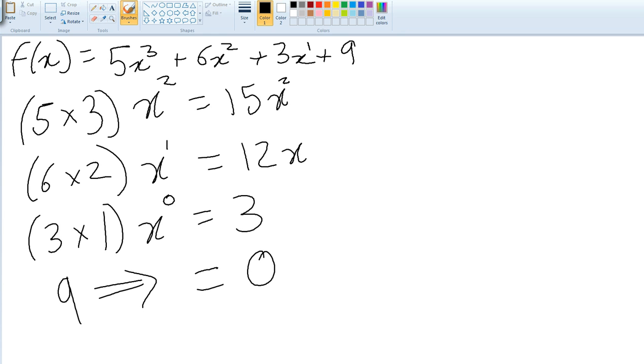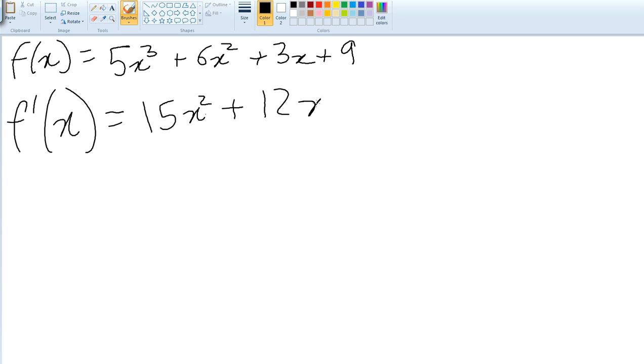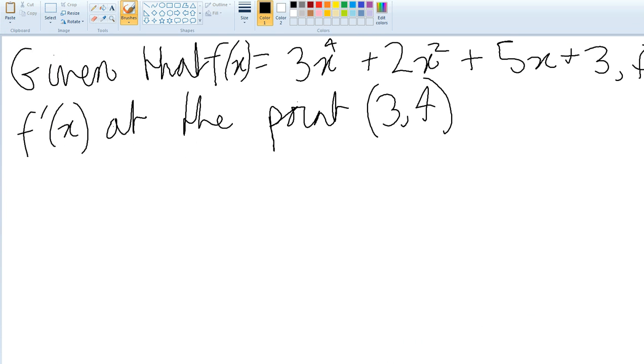There we go. So now we collect these, and we get f dashed x, which just means the differentiated form of f x, equals 5 times 3, 15x squared, plus 12x plus 3. And that's the differentiated form of that equation. So now I'll do an exam style question using the knowledge we've just received.